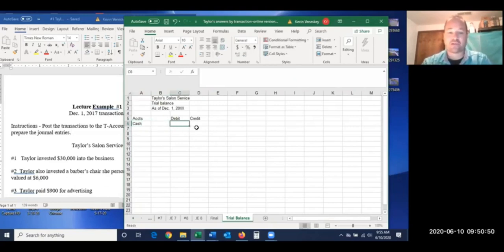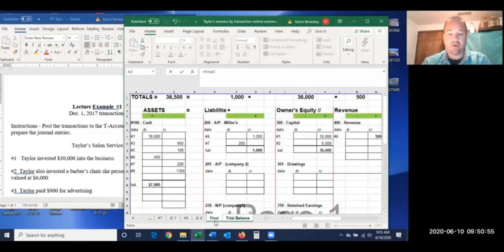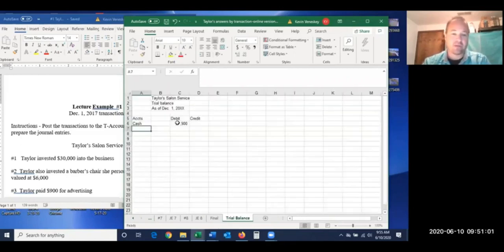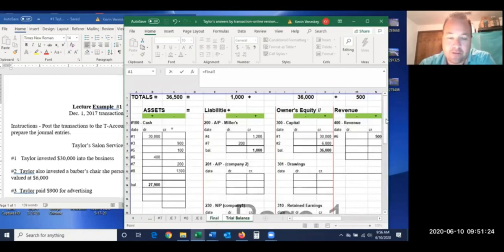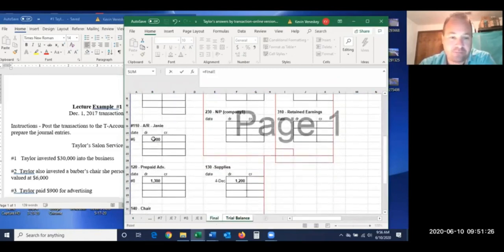Our first account is always cash. And then I'm going to link it so I don't have a typing error. I know that my final balance here was 27.9. And so the 27.9 will show. And then I knew I had an account AR to Janie. Since the trial balance is just for my eyes only, I can call this AR Janie, or I can just summarize all of my ARs. Either way is okay. Since we only have one, I'll keep it with AR Janie there. And I come down here to AR Janie, $100.